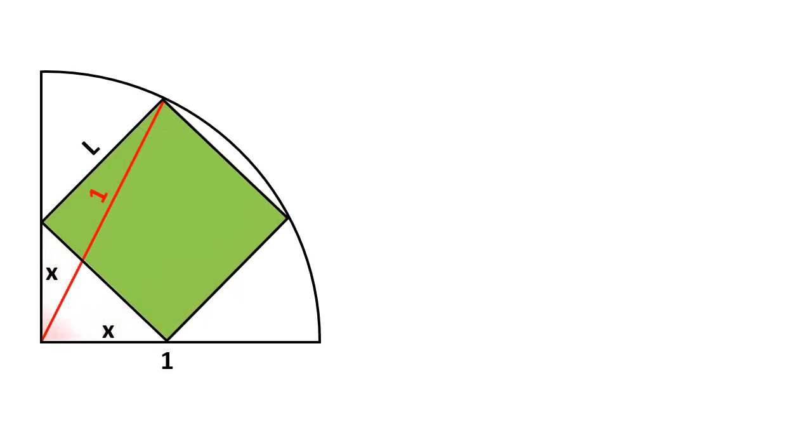Applying Pythagoras' theorem in the following right-angled triangle, we can deduce a relationship between the value of x and the square of the side length of the square, L squared. We construct the diagonal of the square.